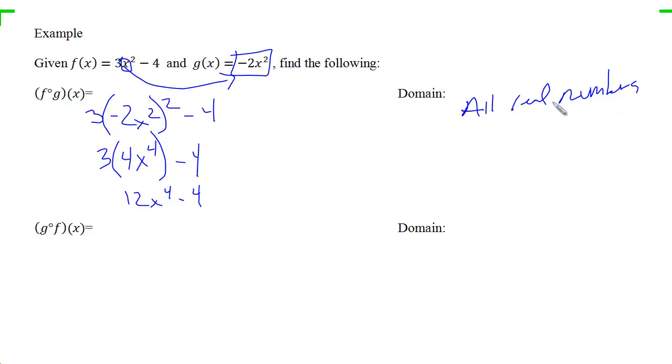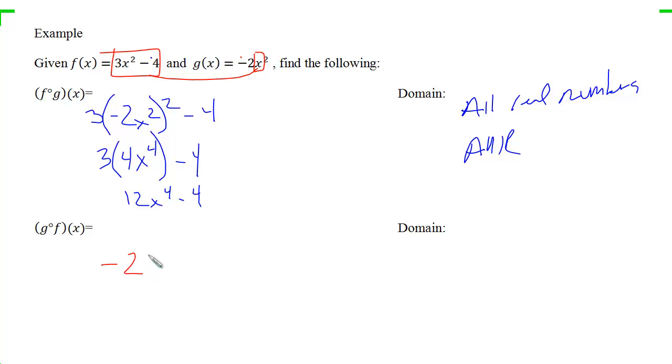And there is not, so I'm going to say all real numbers, the R with the extra backbone. And then I do just the opposite. I take g of f of x. So now I'm going to plug f of x into g of x. So where I see x here, I'm going to replace it with that function.